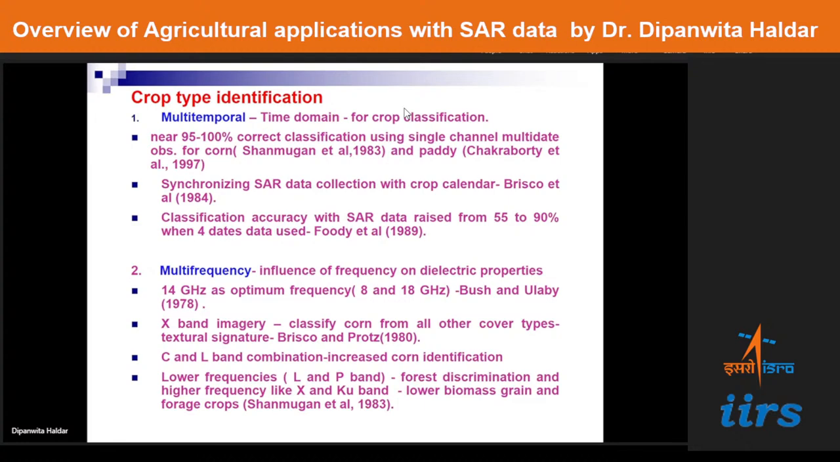Then come to the multi-frequency concept, where you have various layers in the canopy. Suppose you have very high biomass vegetation, the C band may not be able to penetrate. So you can use multi-frequency. You can combine C band and L band, or X band and C band, to get differential crop information of the different layers. For example, for forest studies you go for L band and P band. For crop studies, you can go for X band and K band. So depending on the biomass, and on grain crops or non-grain crops, we can decide the frequency.